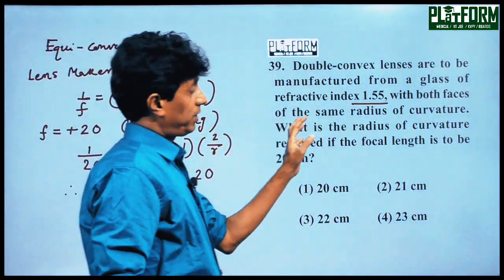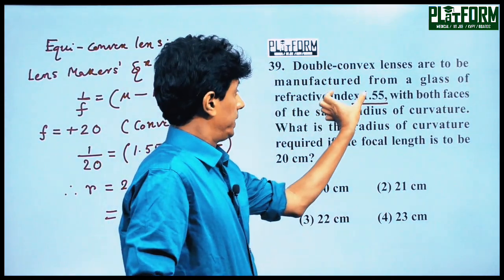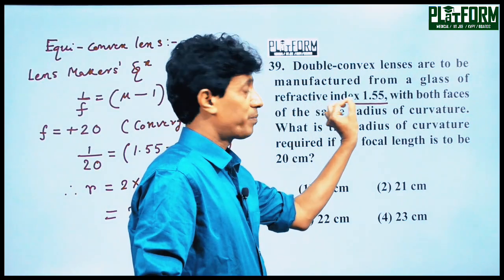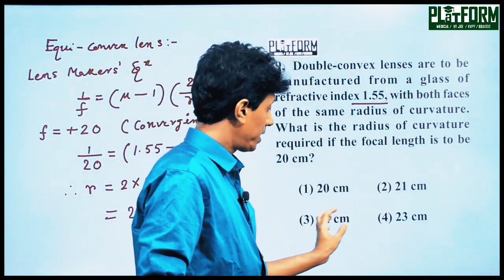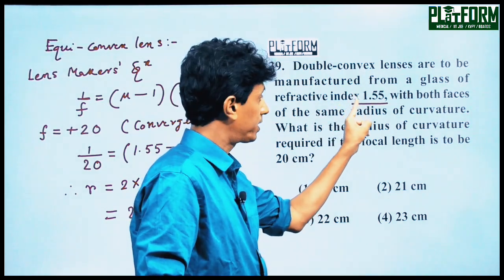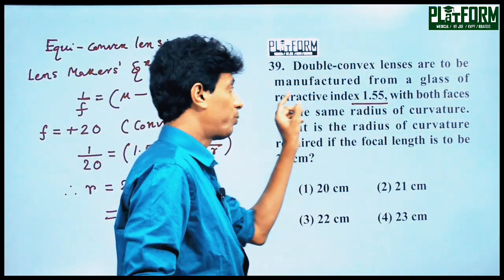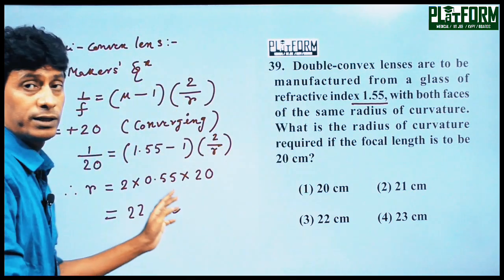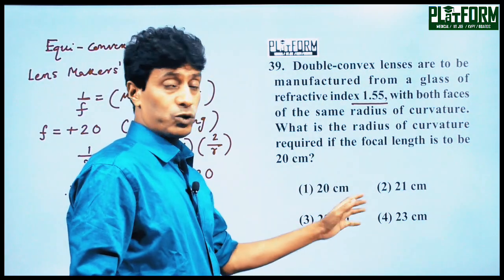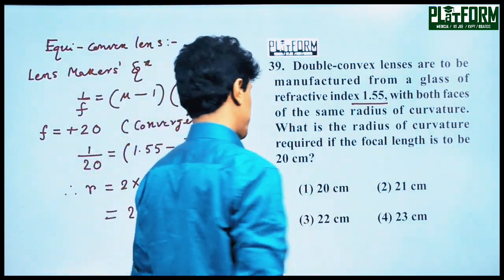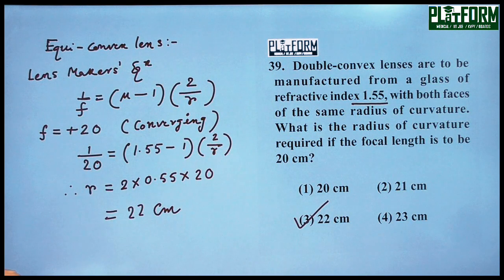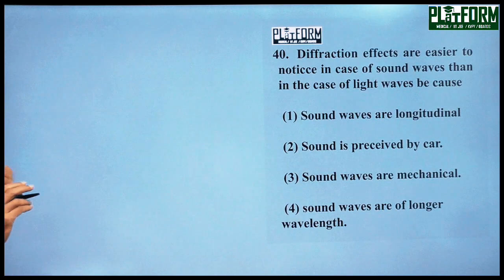So in this problem, the refractive index of the glass is not 1.5, it is given as 1.55, and all the options given here are very close to each other. So accordingly you have to put this value. You don't take 1.5, you have to put 1.55, otherwise you get the wrong answer because all the options are very close to each other. So the right option here matches with 3, and 22 centimeter is the radius of curvature of the lens.